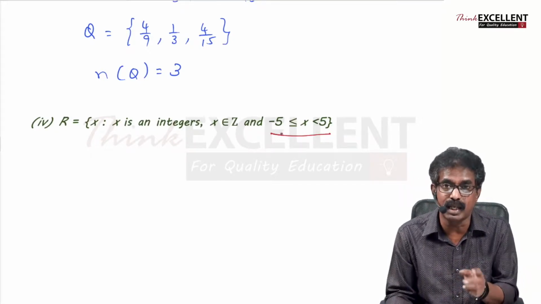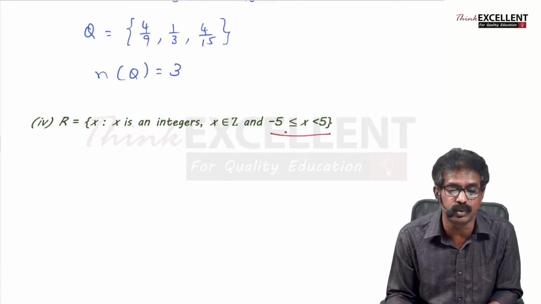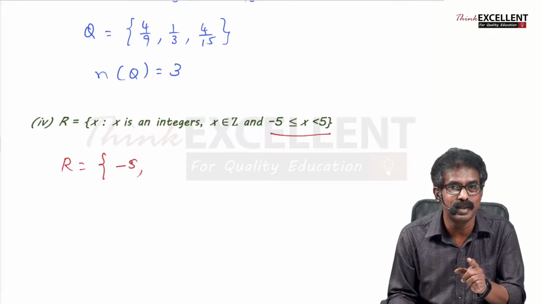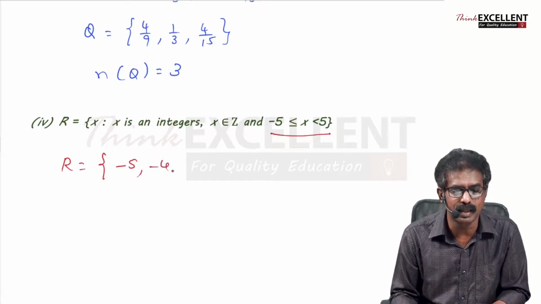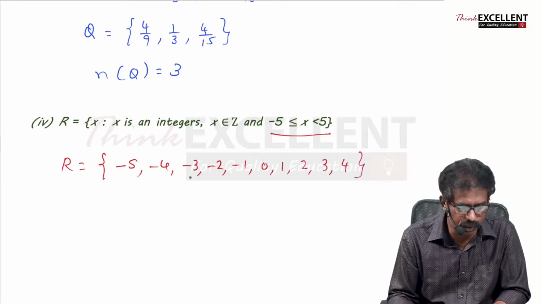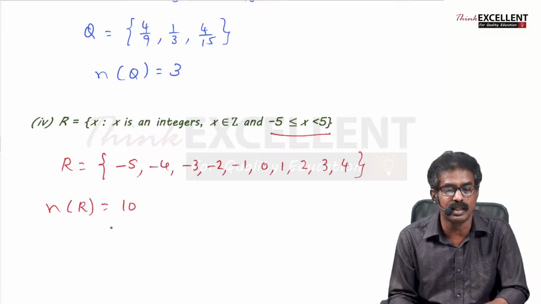Minus 5 is included, less than or equal to. You have to be very careful in this. Minus 5 is included, but 5 is not included. So R equals minus 5, minus 4, minus 3, minus 2, minus 1, 0, 1, 2, 3, 4. Now you can count the number of elements: 1, 2, 3, 4, 5, 6, 7, 8, 9, 10. There are 10 numbers, so the cardinal number is 10.